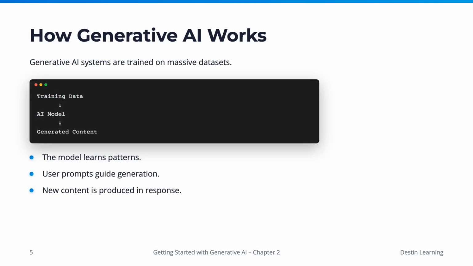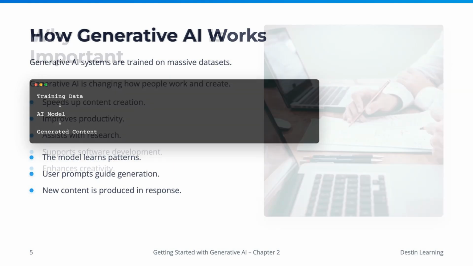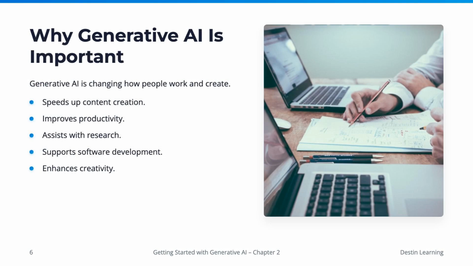These powerful AI systems are trained on massive datasets, a process that enables them to learn and internalize patterns. The workflow is quite straightforward. Training data is fed into an AI model, which then processes user instructions, or prompts, to produce generated content. Essentially, the model learns patterns from the training data, user prompts guide the generation process, and new original content is produced in response. Generative AI is important because it's profoundly changing how individuals and organizations work and create.